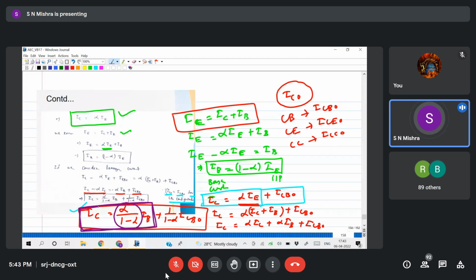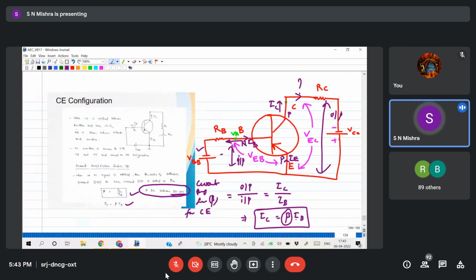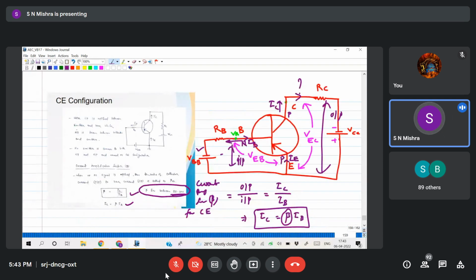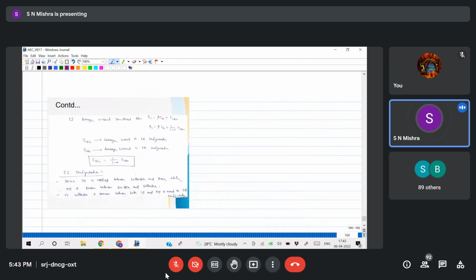You only take this one. IC equals some factor into IB. Here, IC equals some factor into IB. So this factor will be equal or not? Yes, sir. So beta equals alpha by 1 minus alpha. We'll again derive that one, but for this one you can understand.